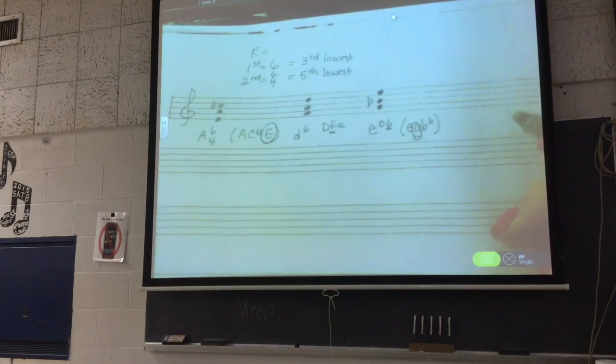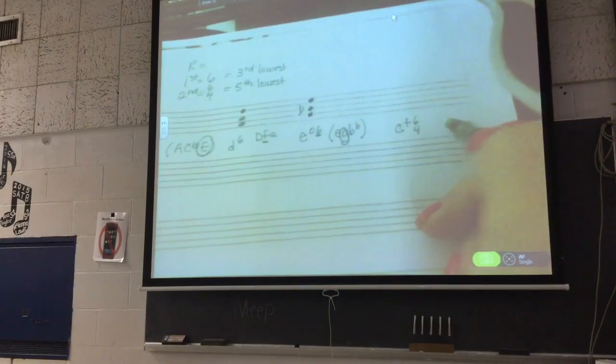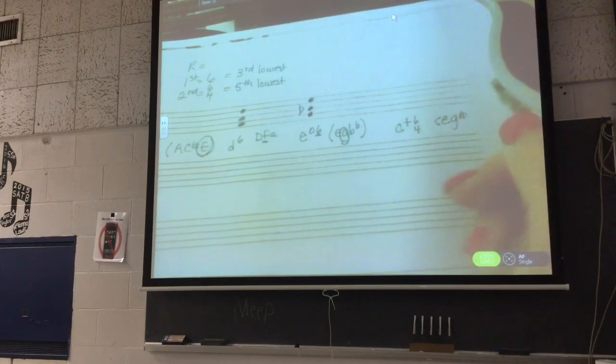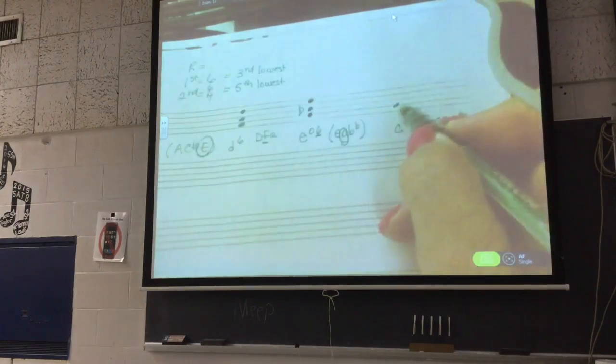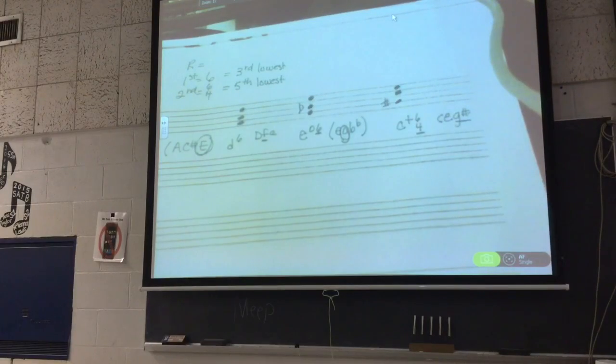Let's write another one. Let's do C augmented 6-4. So I have to say to myself, what notes are in a C augmented triad? C, E, and G sharp. It's a 6-4, so I have to make the G sharp the lowest one. And I go from there.